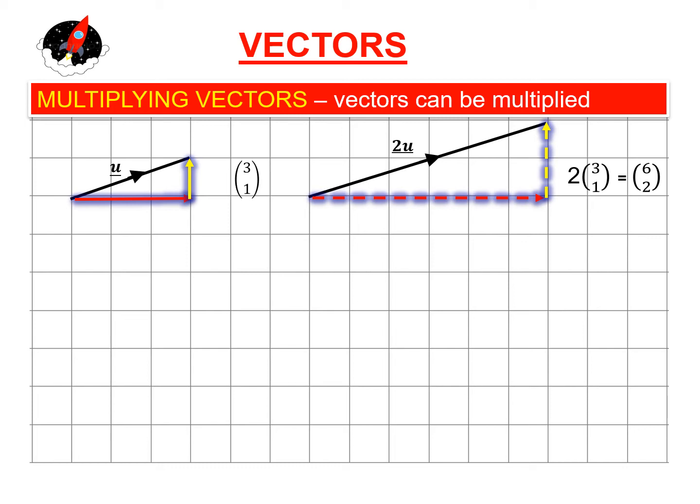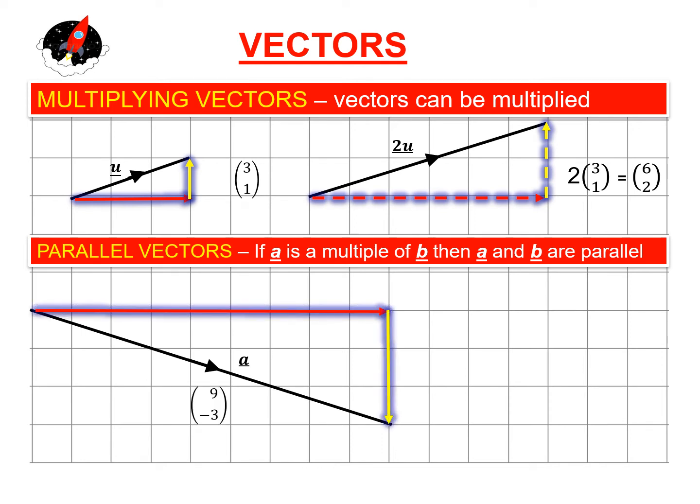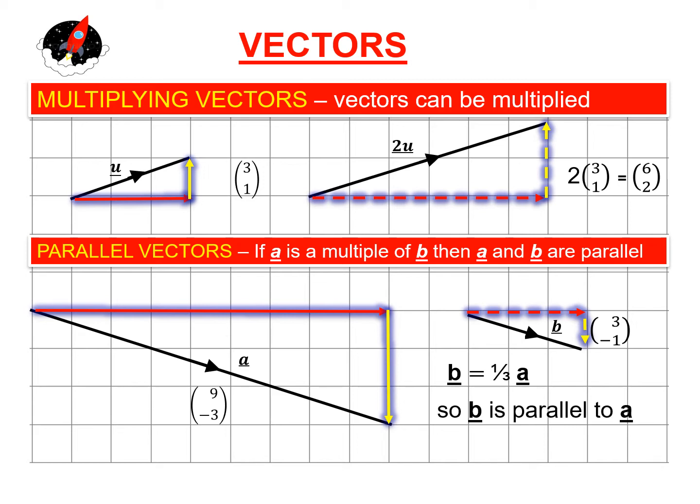Now, because we can multiply vectors, we can also then find parallel vectors, because if A is a multiple of B, so if one vector is a multiple of the other, then both the vectors are parallel. So for example, here I have a vector which goes 9 to the right and 3 down, so 9, negative 3 for vector A. This second vector B is only 3 to the right and 1 down, but we can see that vector B is a third of vector A, so because one is a multiple of the other, then B is parallel to vector A.